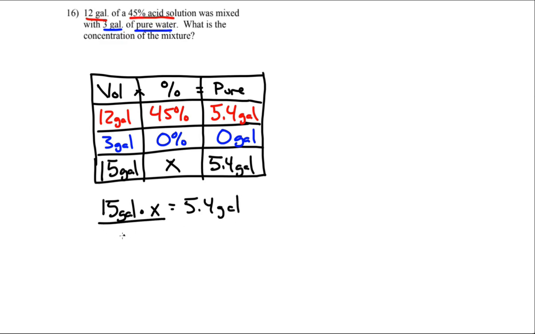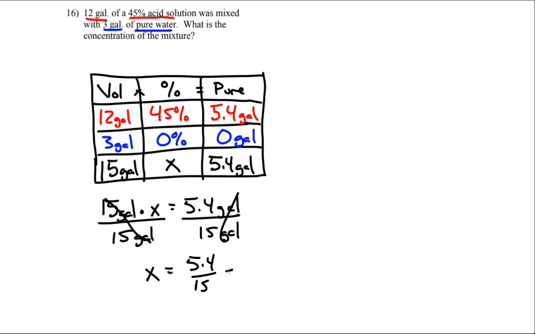If I divide both sides by 15 gallons, then the 15 gallons is going to cancel over here. I've got X over here, and the gallons are going to cancel. I'm just left with 5.4 over 15. And if I calculate that out, 5.4 over 15, that's going to equal 36%.